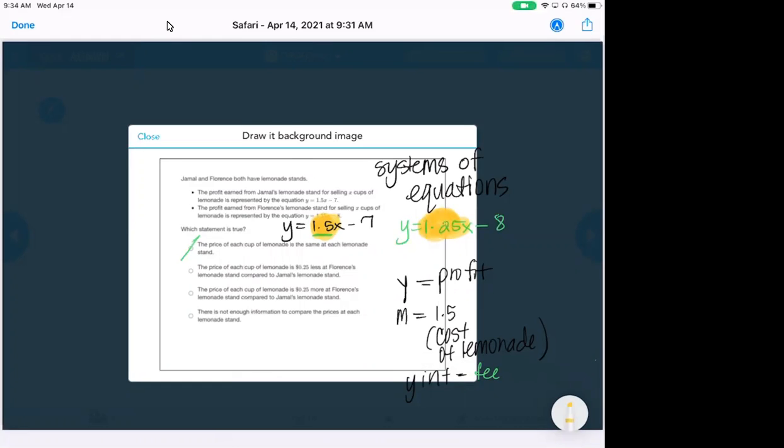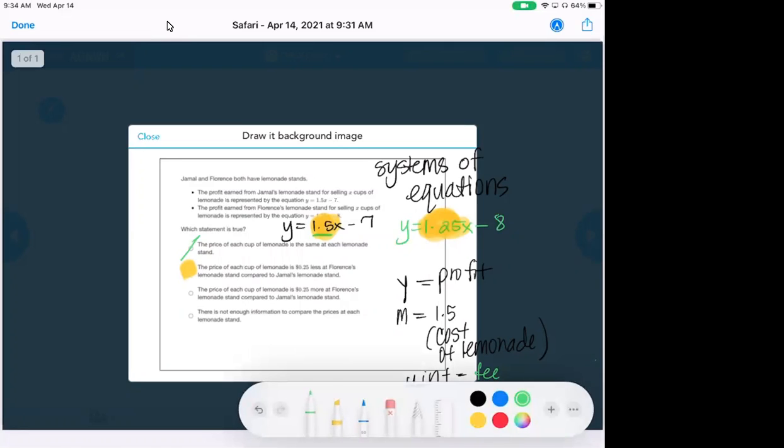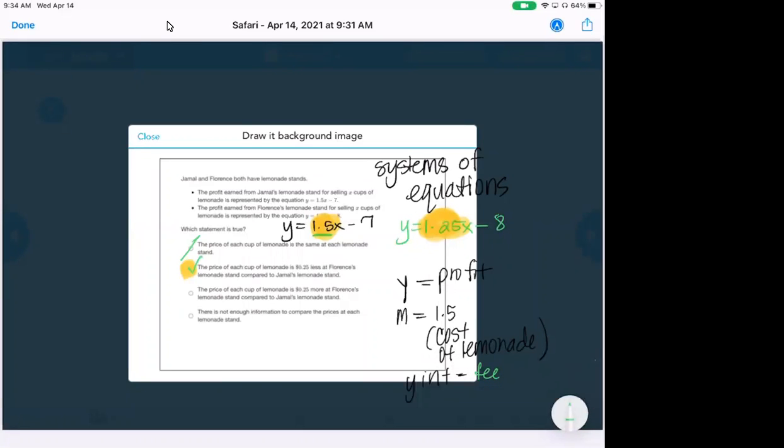So it says the price of each cup of lemonade is 25 cents less at Florence's compared to Jamal's. This is a true statement, all right? That is a true statement. So let's go ahead and select this answer. Okay, but it says the price of each cup of lemonade is 25 cents more at Florence's. That is not true. Florence's is actually less. So we're gonna mark that off. And then there's not enough information. There is enough information. So our answer would be B, okay? The answer would be B.